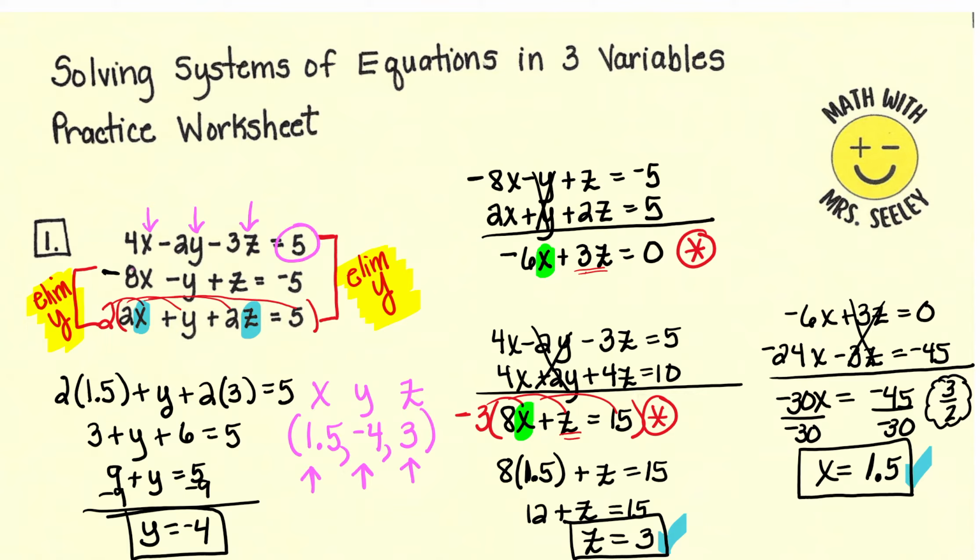Do it again. Negative 8 times 1.5 minus a minus 4, watch your signs, plus 3 equals, and sure enough, it equals negative 5. Then lastly, 2 times 1.5 plus negative 4 plus 2 times 3, and sure enough, it equals 5 as well. For your answers to be correct, it does have to check in all 3 equations. Okay, let's take a look at example number 2.